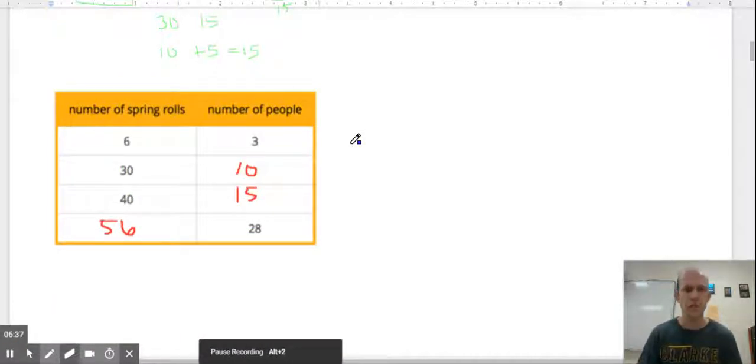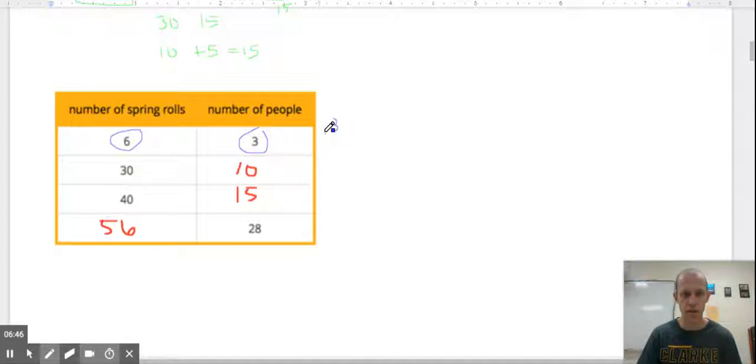Let's see if this table of number of spring rolls to number of people is proportional. So I'm going to take the right divided by the left. So that would be 3 divided by 6. And that simplifies to be 1/2. Next, I have 10 over 30, sorry, which simplifies to be 1/3. Oop, the proportions don't match. So right away, I know that this is not a proportional relationship. Not proportional.